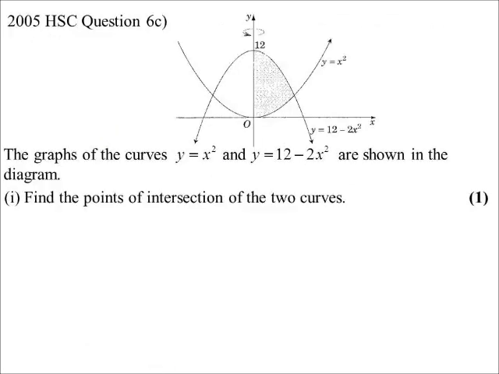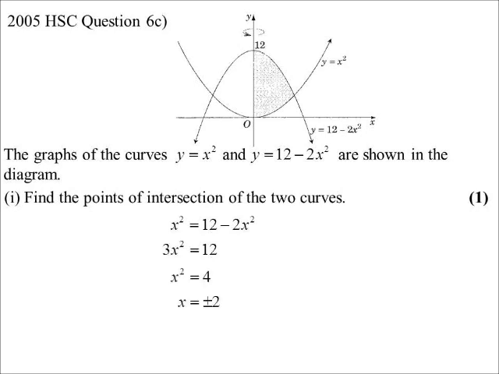HSC question. So we've got two parabolas there. One's upside down, one the way we're used to seeing it. Find the points of intersection. Well, they'll come in handy. So we would solve them simultaneously, and we end up with plus or minus 2.